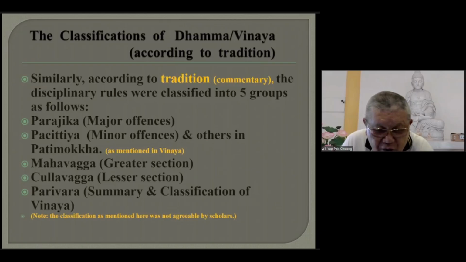According to the commentary, the five groups of rules, Parajika rules, Pacittiya rules, and all the other Patimokkha rules were all memorized. Mahavaga also memorized, Chulavaga also memorized, Parivara also memorized. Everything was memorized during the meeting. But not all this is mentioned in the Pali Vinaya text, only certain rules. Especially the Parivara is not mentioned in the early text, because this text was compiled much later in Sri Lanka, of course not during the early time, the Buddha's time.